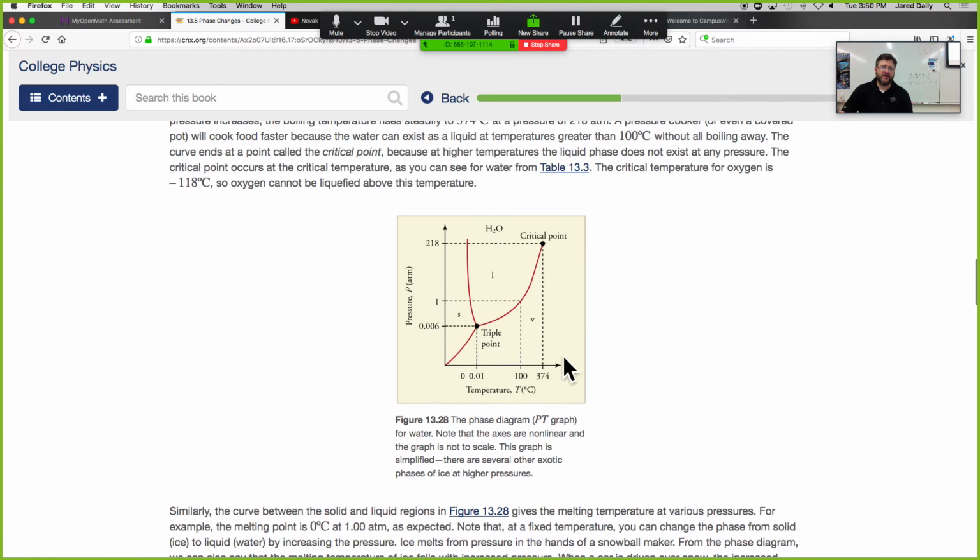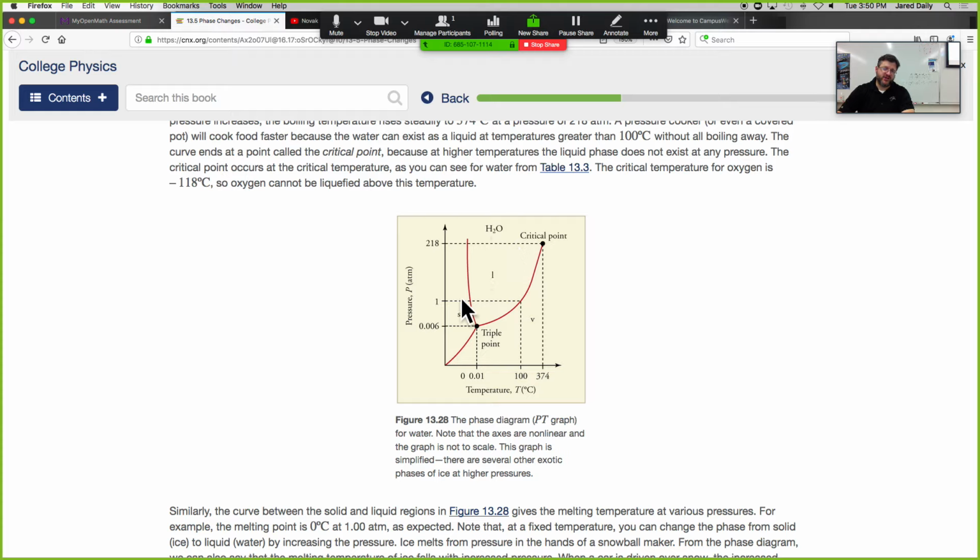This is the more common chart that we often see, which is the pressure temperature chart, or the PT graph. This is a phase diagram. In this one, you have this region up here that is in between these two arms. This is where the stuff is a liquid. So this is for water.